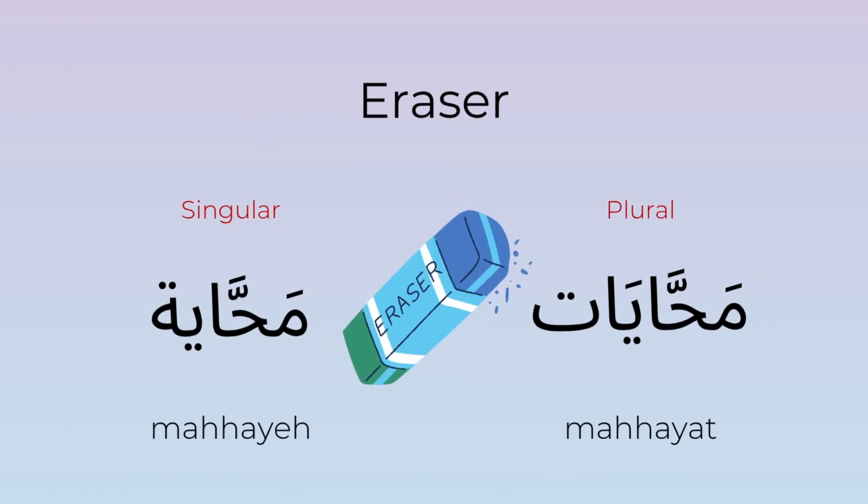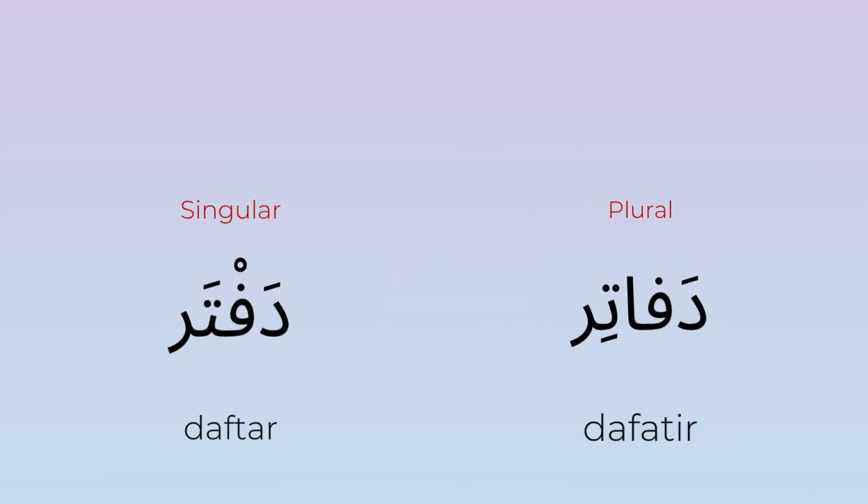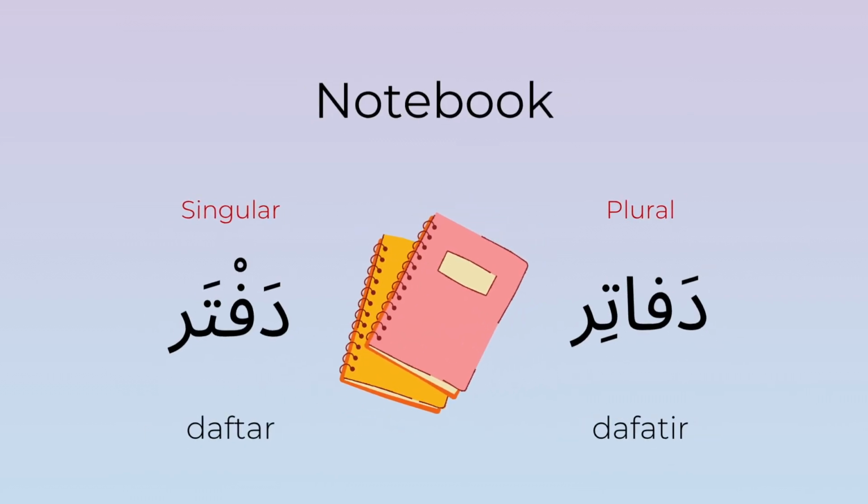Eraser. The singular form is mahaye. To say erasers, you would say mahayat. Notebook. Daftar. To say notebooks, you would say dafatir.